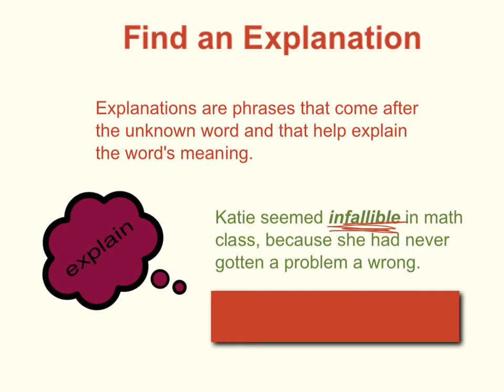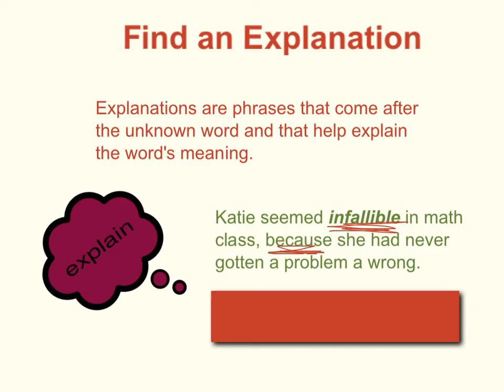So she seemed infallible in math class. Well, what are some things we can do in math class? We problem solve, we try to get problems right, we try to answer questions, add, subtract. I don't know. Let's keep working through it. Because, now this is a good signal word right here to let us know an explanation's coming. That's a really good signal word that really lets me know that a good explanation might be coming that can help me with this unknown word.